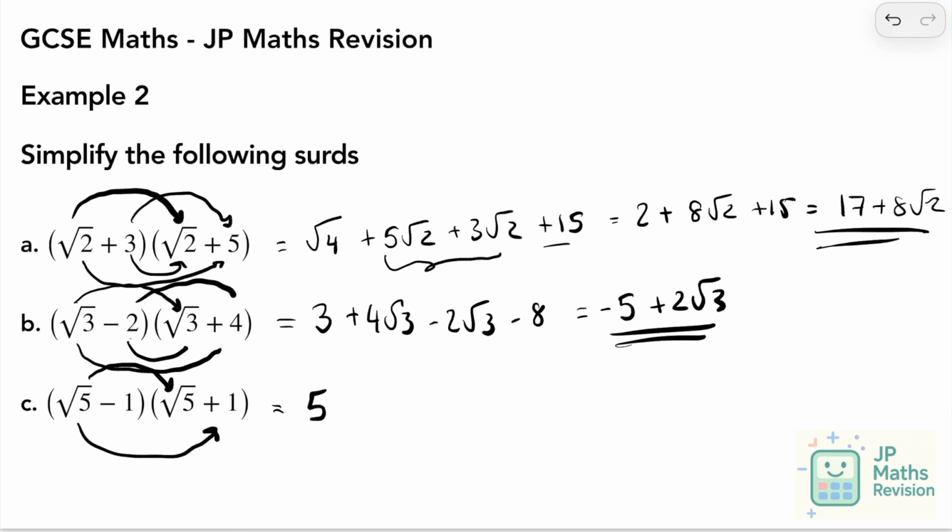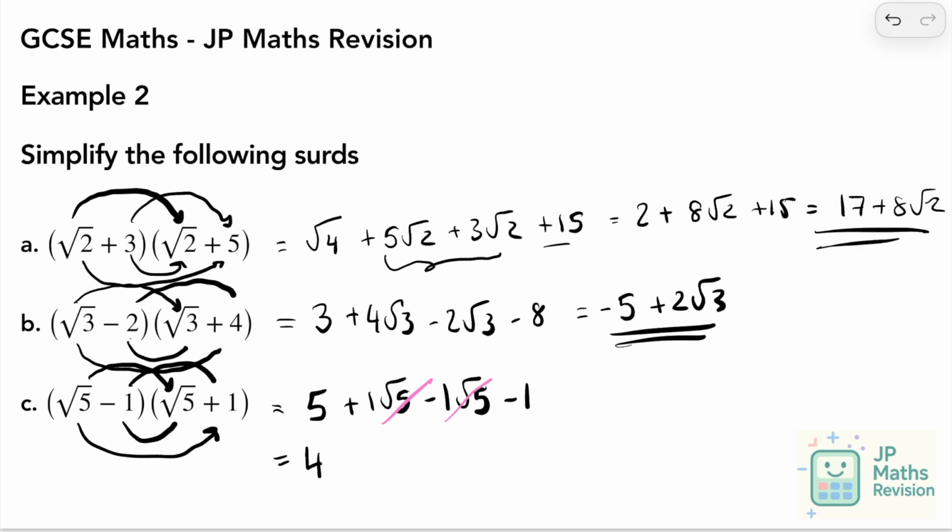Root 5 times 1, so that's 1 root 5. Minus 1 times root 5, that's minus 1 root 5. And then minus 1 times 1, that is minus 1. So what's really nice about this one is the surd part of the question actually cancels out because 1 root 5 take away 1 root 5, that's always 0. So 5 take away 1 is 4, so that surd just simplifies down to 4.